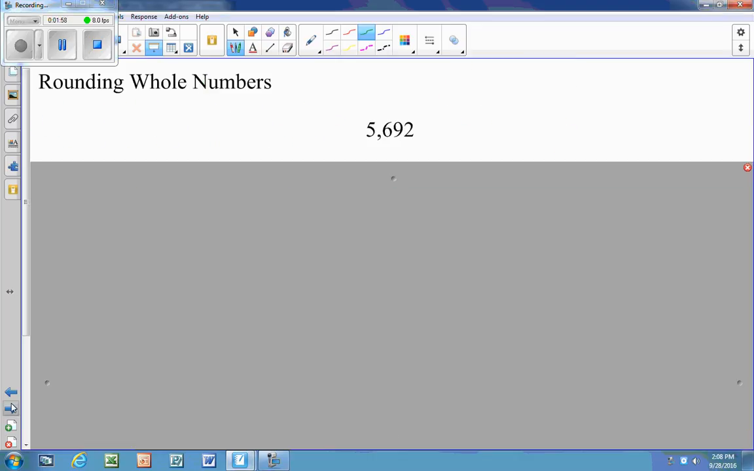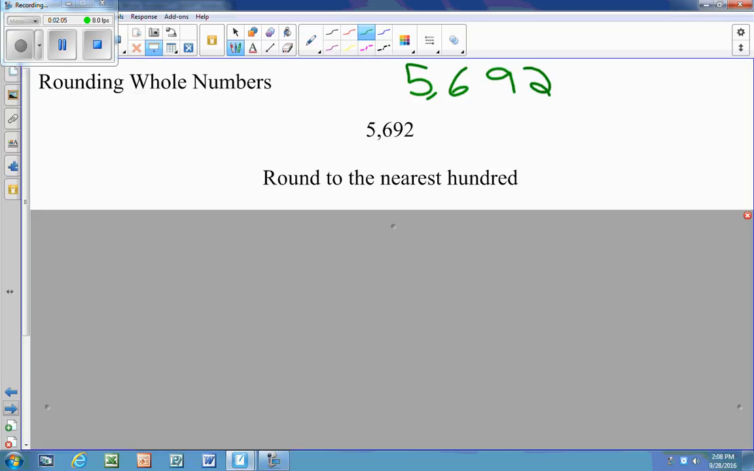Next example. Once again, I'm going to rewrite my number to make it easier to work with because the number and the digits then are larger. And I'm going to round to the nearest 100.